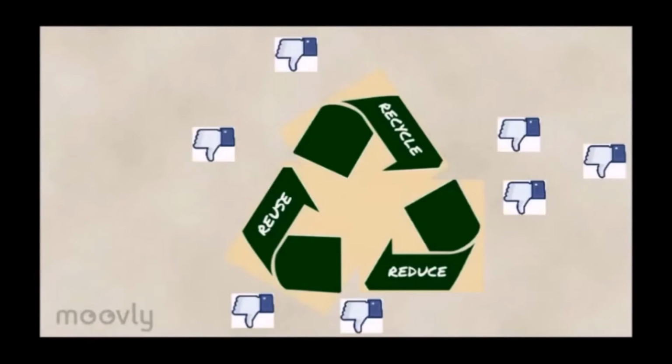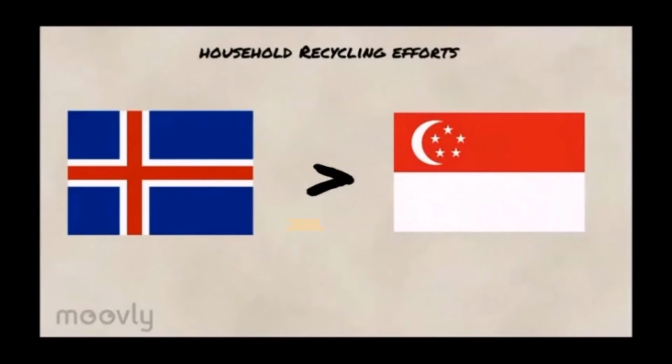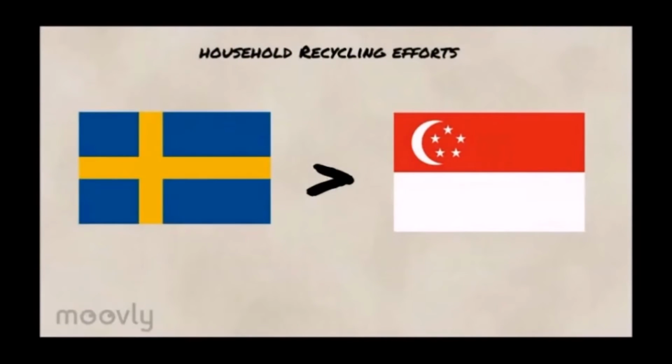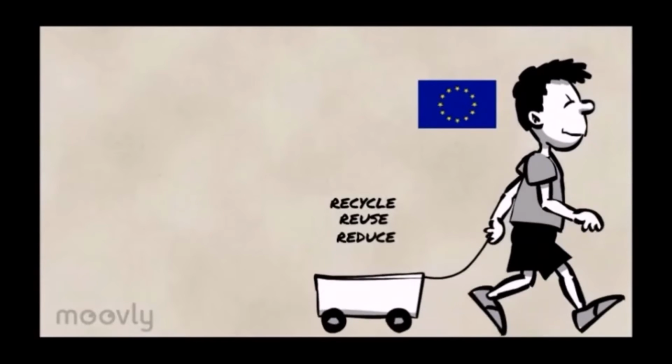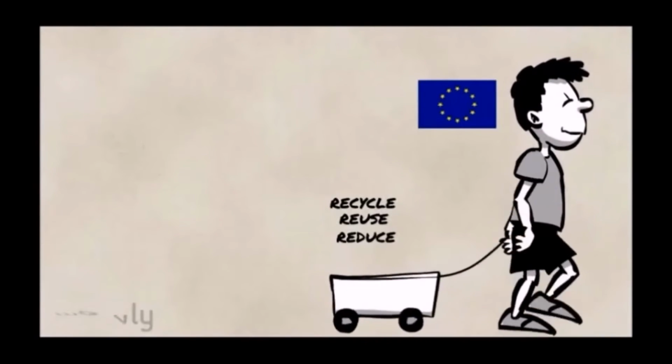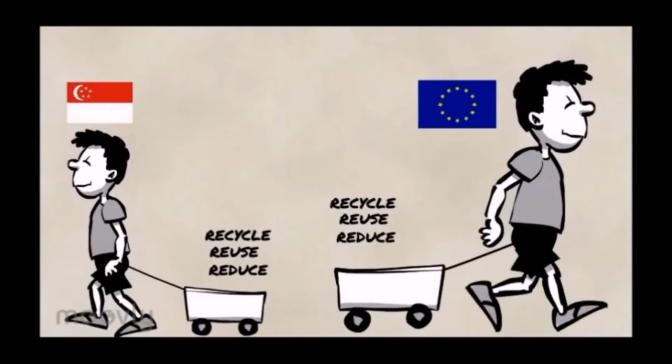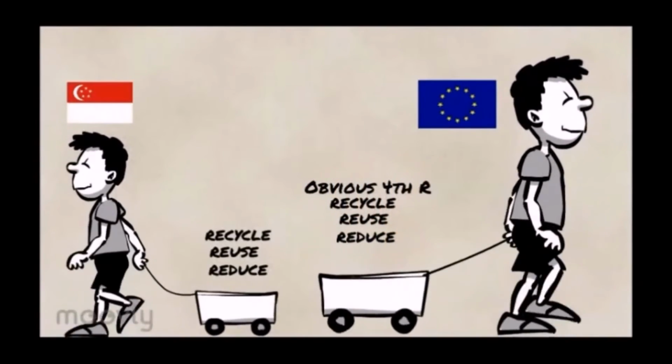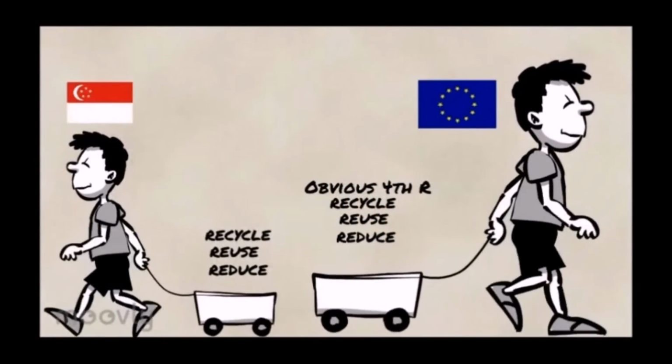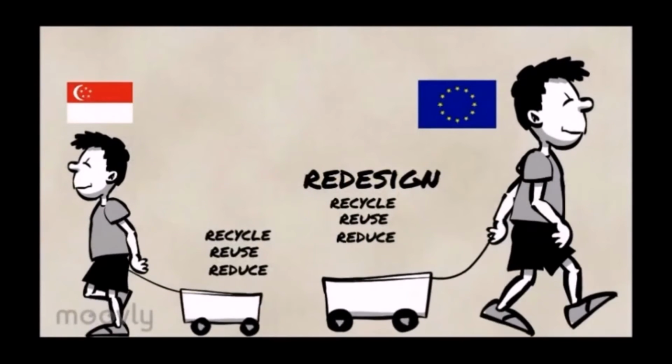But we aren't doing enough. Other countries in the EU are doing much better in the aspect of 3 R's. In addition, unlike the experiences of our EU counterparts, Singapore is completely missing the 4th R, which is one of the keystones in the shift to a circular economy: redesign.